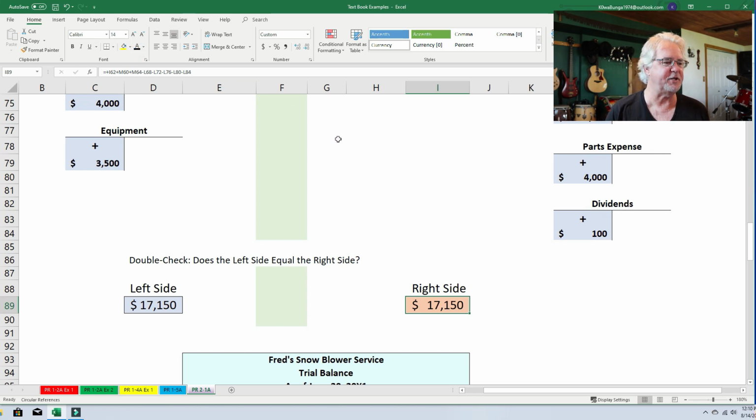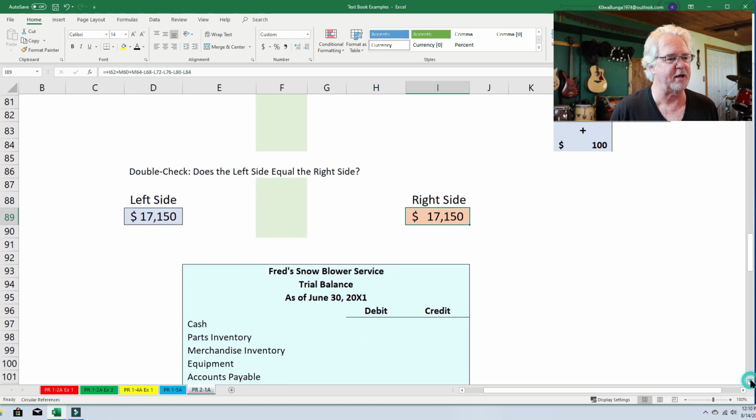So this is all good news. My left side equals the right side. Now I can be assured that I'm probably doing a good job. We could have messed up in other ways, but we're probably doing a good job. So there you go. So we're going to come down now, down to this trial balance.